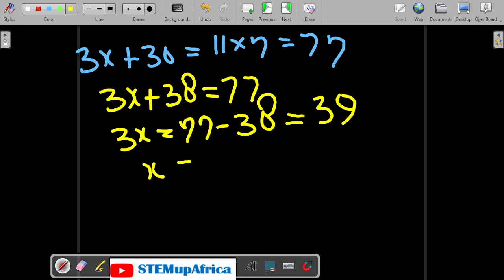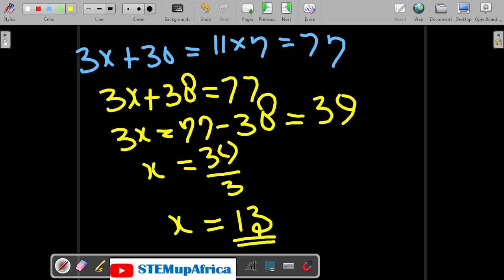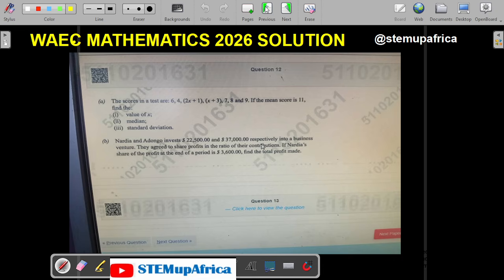So my x is simply 39 divided by 3. x will give us 13. So that's Roman figure 1. We have 13. Roman figure 1, the solution is 13.